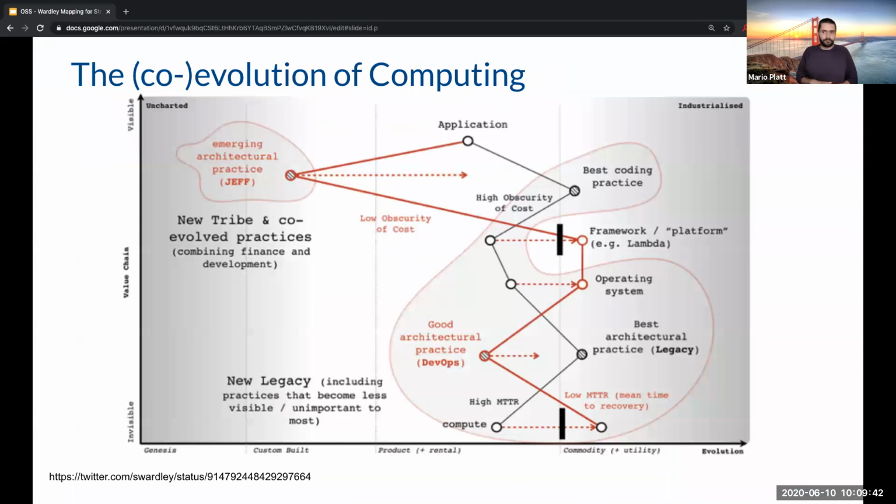So just quickly on this one. This is the story of the co-evolution of computing, right? First we had IBM building the 701 in the early 50s, and that was the early days of custom building. It wasn't until the 80s that we had personal computing and adoption of computing for more use cases, right?